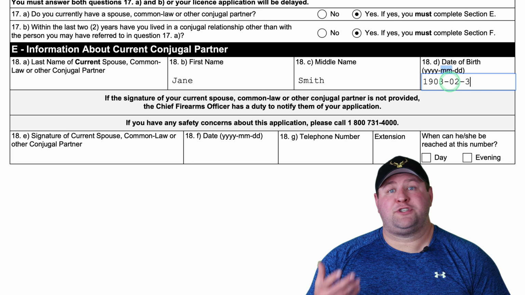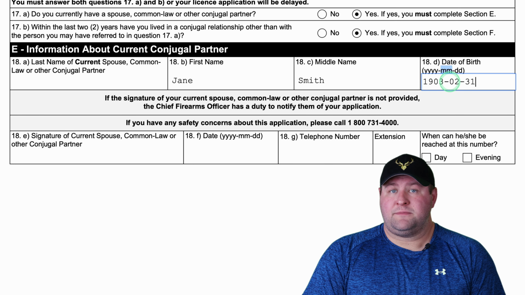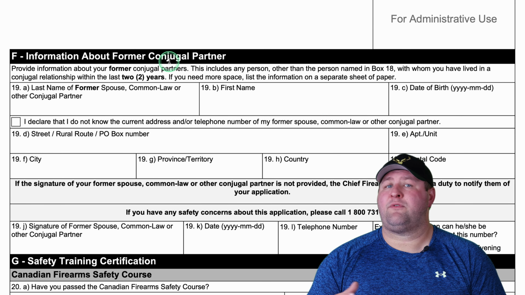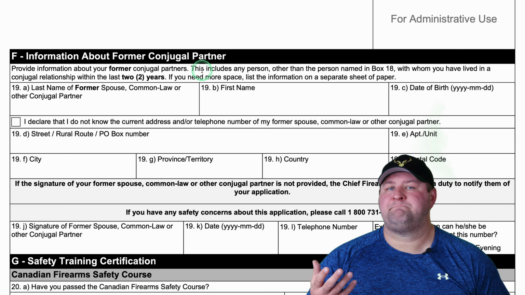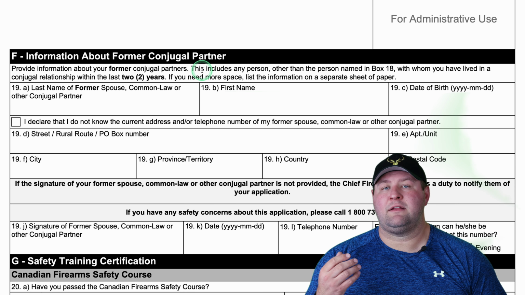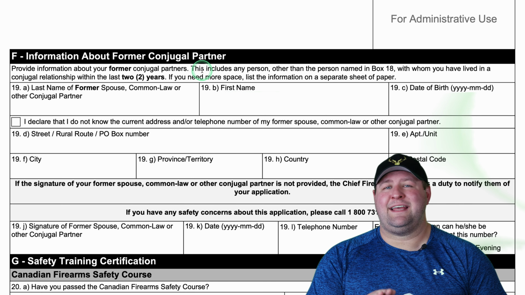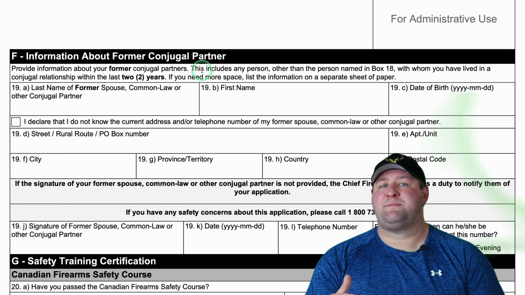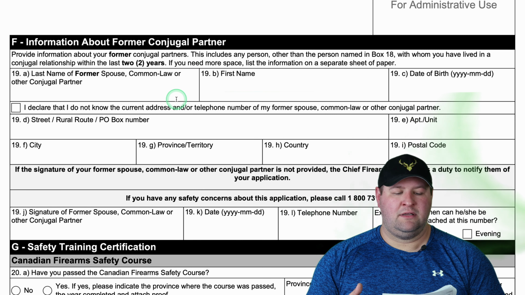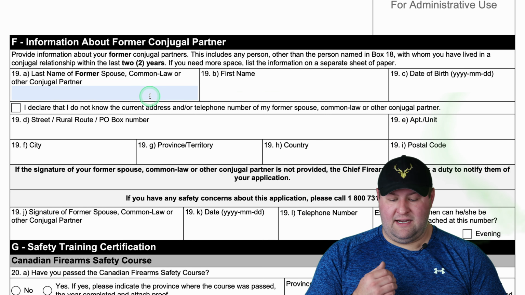Next is information about your former conjugal partner. So say you had a divorce, you broke up with your spouse, you actually need to get them to fill this out if it's been less than 2 years. So fill in all the information, get them to sign it.